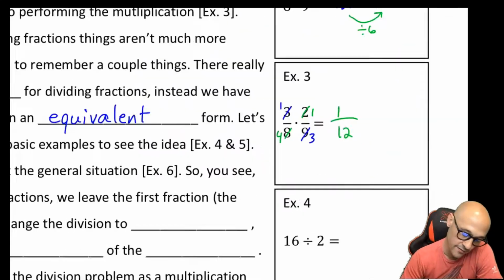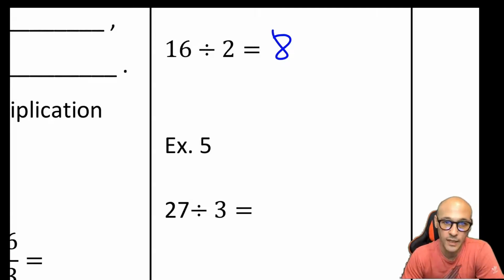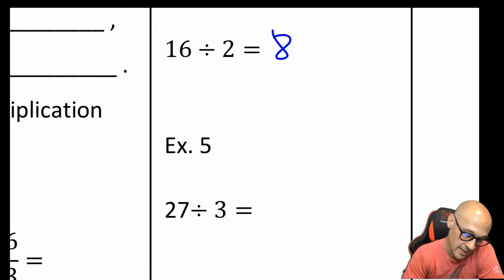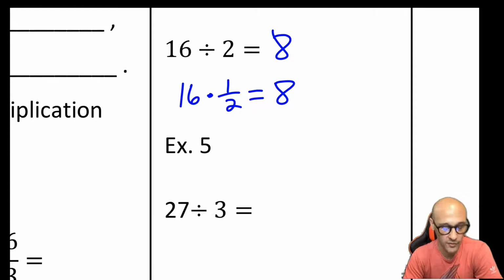Examples 4 and 5. So here we have 16 divided by 2 is 8. And similarly, we can think of this as 16 times 1/2 is 8. So notice that here we were dividing by 2, now we're multiplying by 1/2. And you probably can think of that as something that makes sense to you.